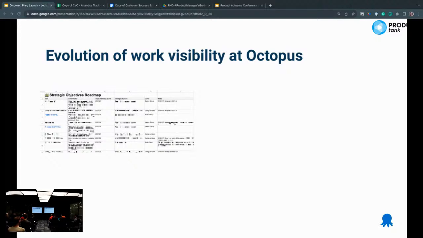Now, how many of you manage your roadmap in a spreadsheet? Raise your hand. We can't see people online. No, there's not too many. Well, that's interesting. Do you all have roadmaps? No, just kidding.